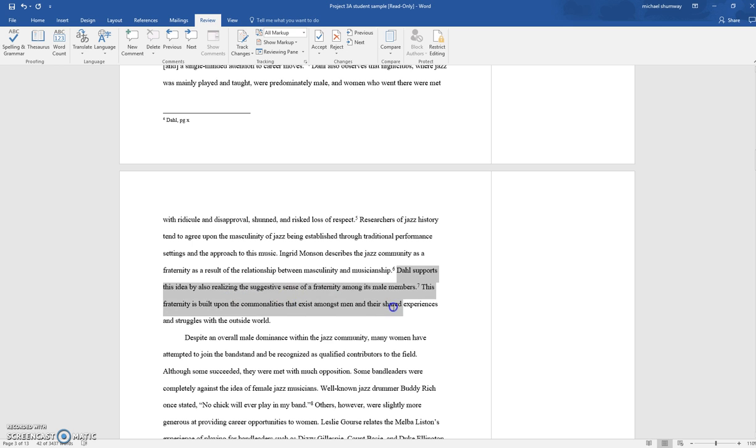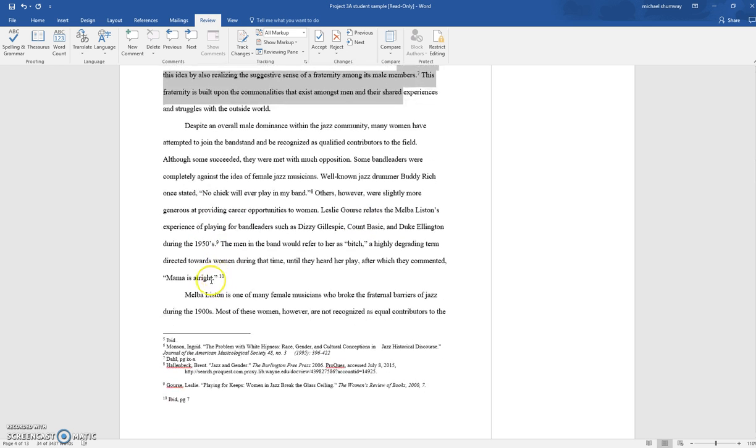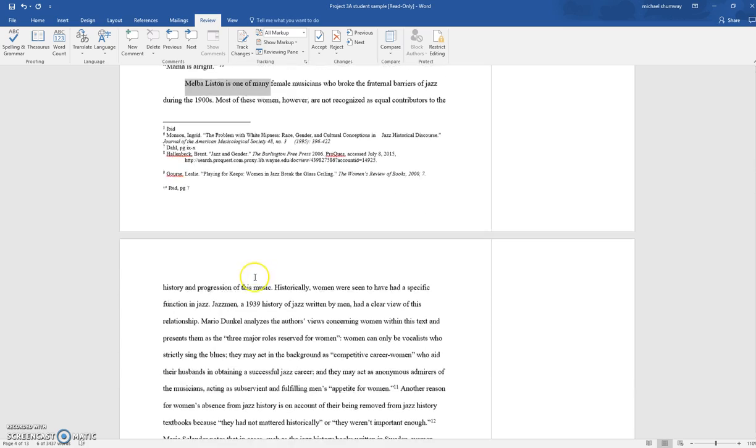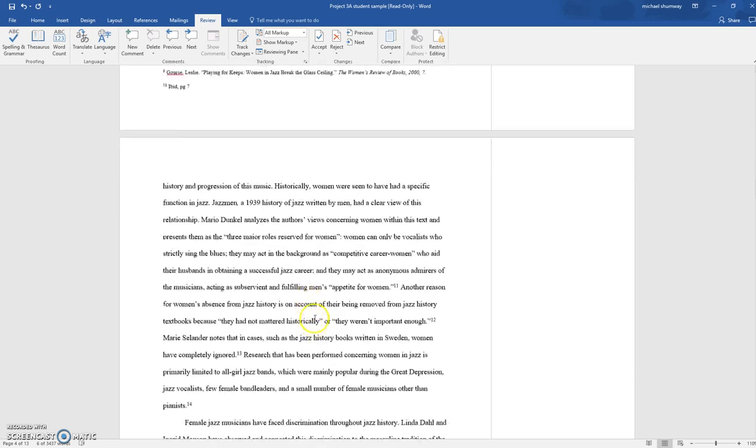Dahl supports this idea. And then we move into some other sources later on. Libsyn is one of many female jazz musicians, right? So just showing how these sources relate to each other. And so that's your goal.